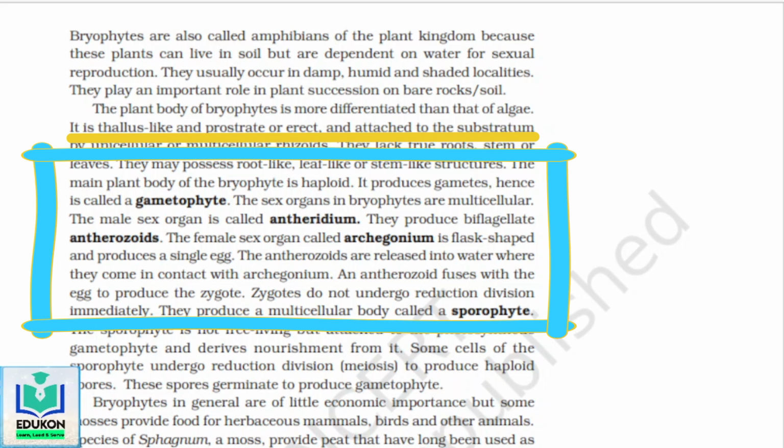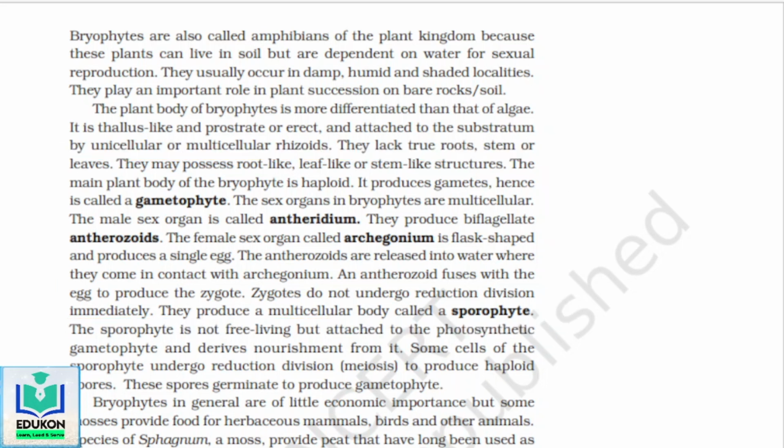Zygotes do not undergo reduction division immediately. Generally, we saw that a zygote will undergo reduction division, but here it does not happen immediately. They produce a multicellular body called a sporophyte. This sporophyte is not free living, but is attached to the photosynthetic gametophyte and derives nourishment from it.